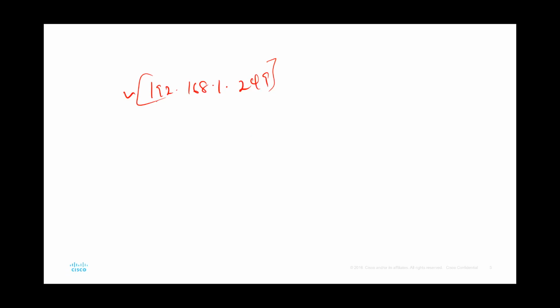So how do we do that? We can pick the first section, which is 192, convert it to binary. Pick the second section, convert it to binary. Pick the third section, convert it to binary. And pick the last section, convert to binary.